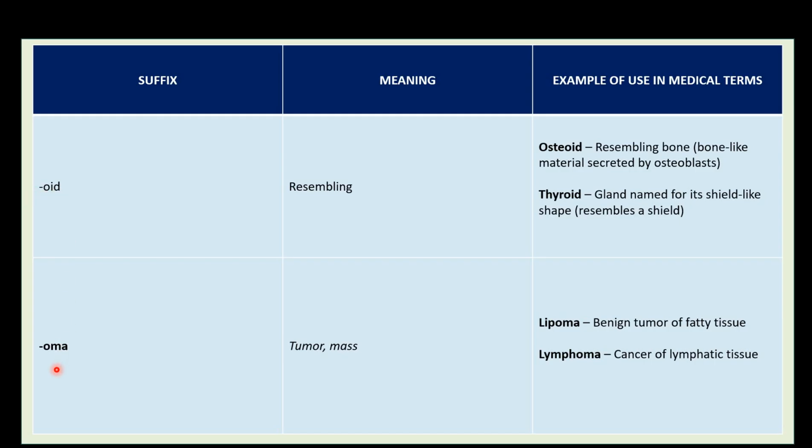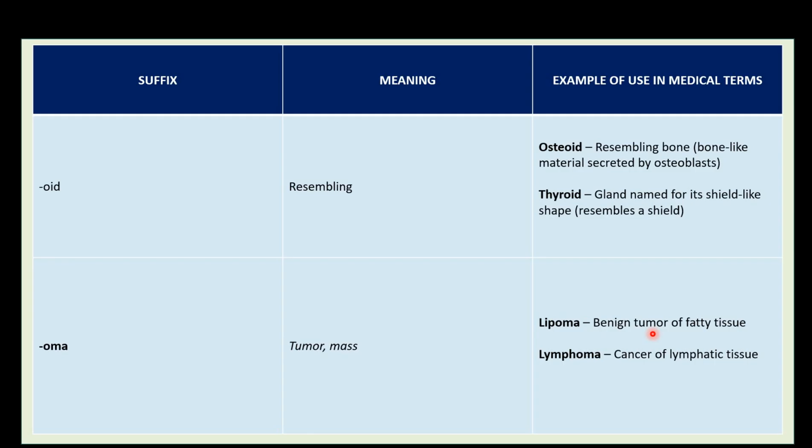Then we have oma, which is mainly used to denote a tumor or mass. These are terms you might have heard most commonly, lipoma and lymphoma, where lipoma is a benign tumor of fatty tissue. So if a patient is diagnosed with a benign tumor of fatty tissue, that condition is represented by the term lipoma, where we are utilizing the suffix oma at the end. A suffix is something that comes at the end, right? So lipoma is the term and oma is the suffix.